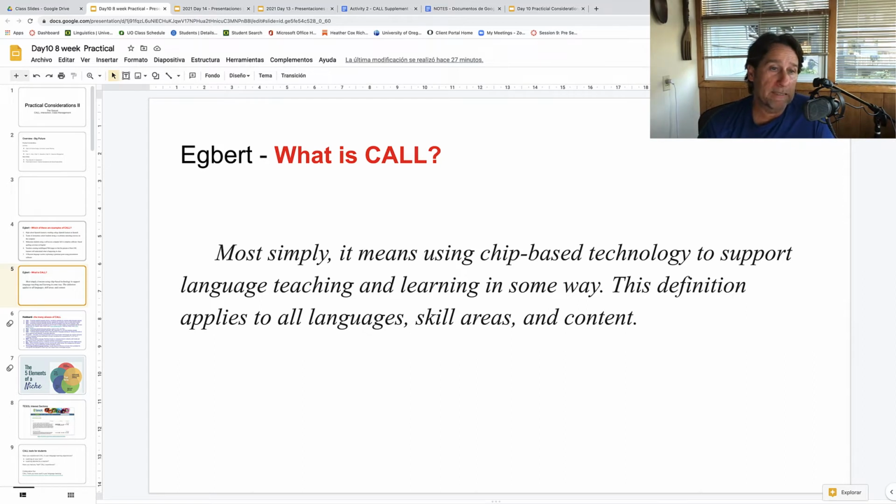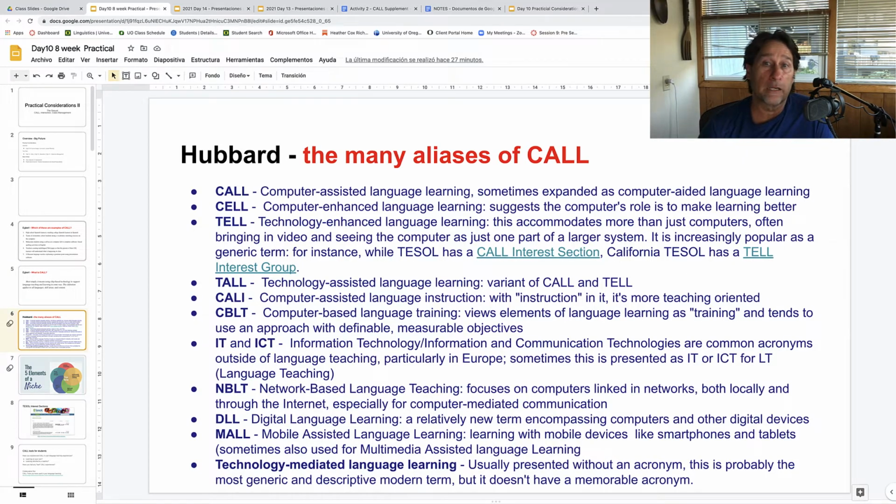Well, Egbert says that most simply it means using chip-based technology to support language teaching and learning in some way. That's a very broad definition, but it's what fits under there. This definition applies to all languages, all skill areas, and all content. So anything in which you're including chip-based technology, now we're talking about CAL.